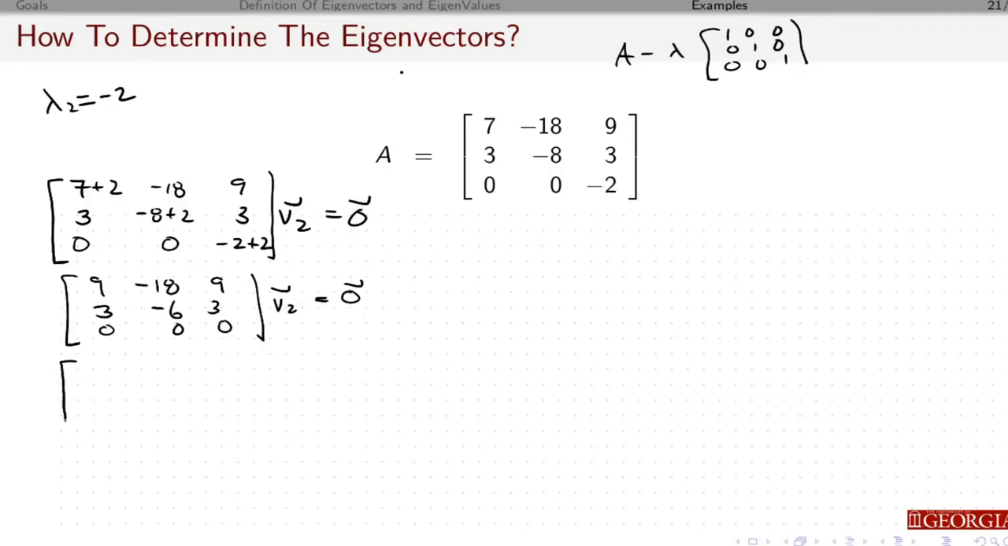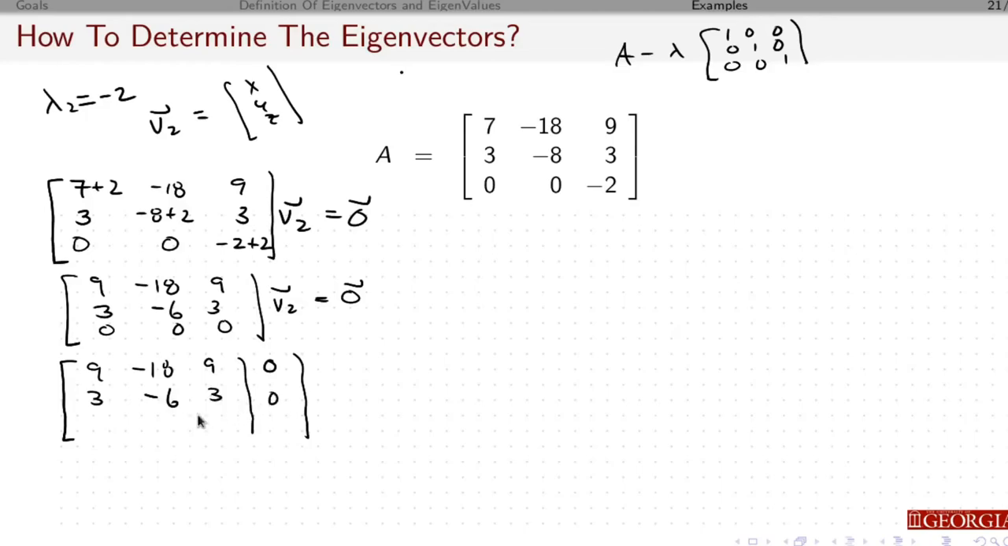Let's put it in the augmented matrix. So I'm going to have 9, minus 18, 9. And I'm assuming V2 is in the form x, y, z. No, I don't know what those are yet. I'm going to have 3, minus 6, 3, 0. 0, 0, 0, 0.